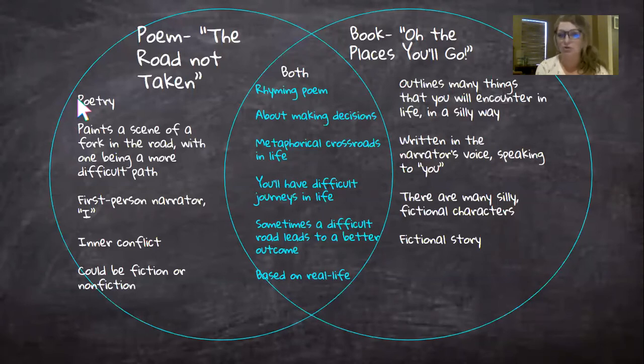First of all, it is poetry. That's its genre. It paints a scene of a fork in the road with one being a more difficult path. The first person narrator, because it says I, right? He's talking about himself. I am doing this, first person. I noticed there was an inner conflict going on. He's struggling to make a decision which way to go. That's what I take from the poem.